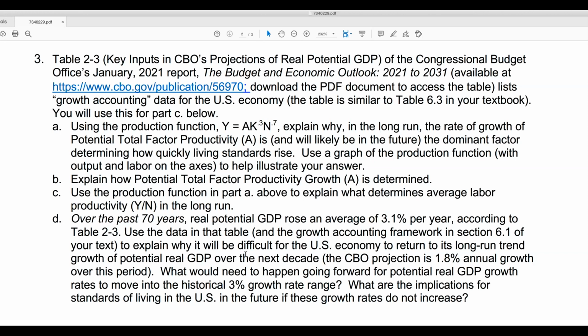That's the phrase. If you go back and look in chapter 6 and reread those first sections, you'll see that, and this will make even more sense now. A is a residual after we've accounted for everything else.